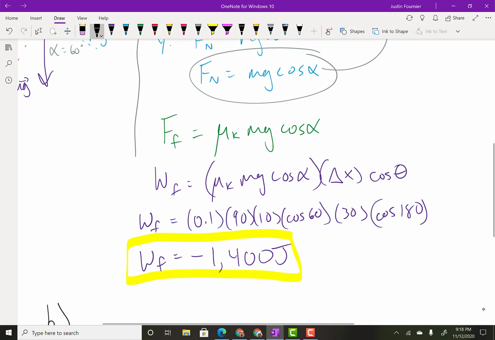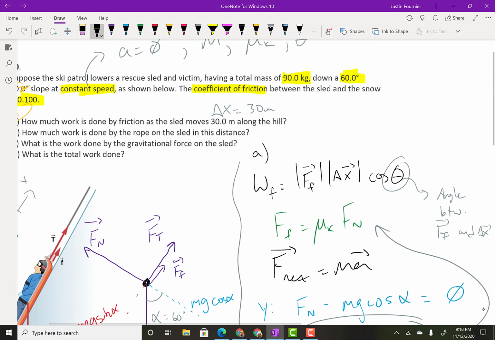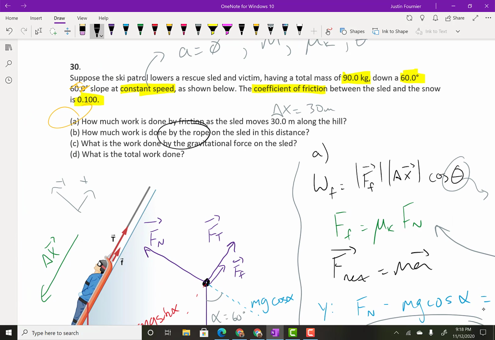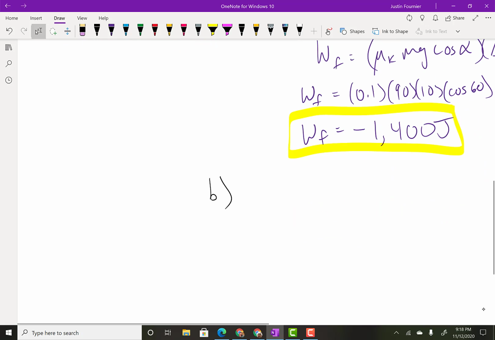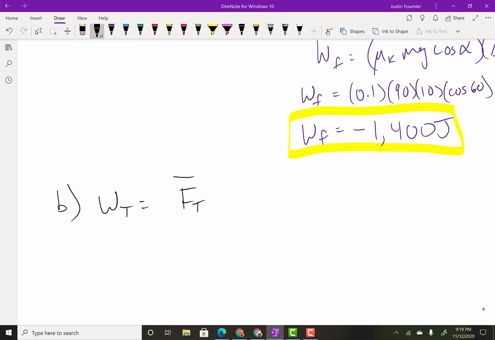So part B. Part B is asking what's the work done by the rope. So that's going to be the tension force right there. So the work done by the tension force, let's throw it over here. Part B, work done by the tension force. That's going to be the magnitude of the tension force itself, multiplied by the magnitude of the displacement, multiplied by cosine of the angle between these two vectors. All right, so the work done by the tension force.